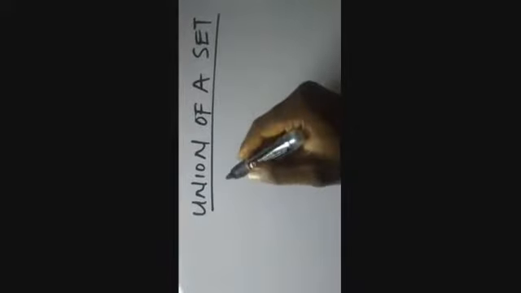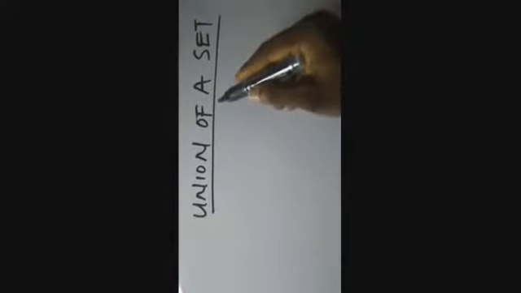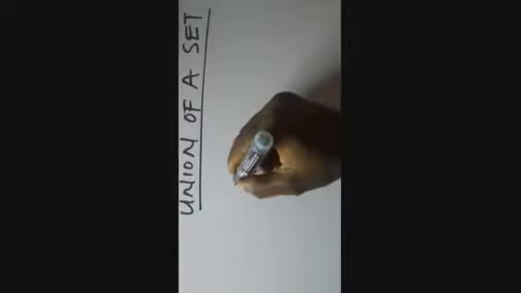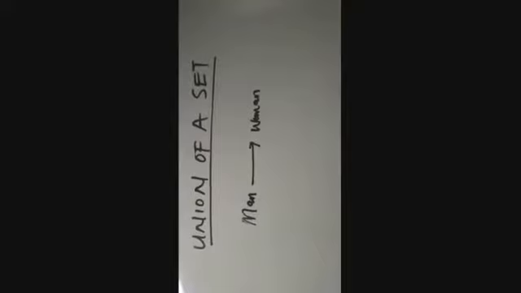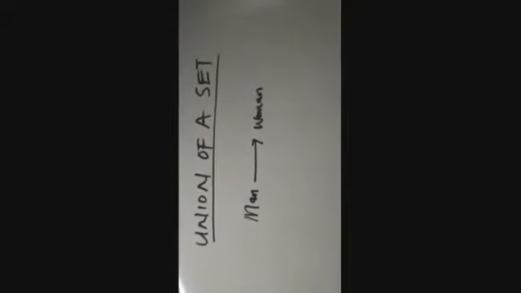Union of a set. Now, to explain union of a set, we can use a relevant example talking about a man getting married to a woman. When a man is about getting married to a woman, what happens? They go to the pastor or the priest or bishop to bless them.